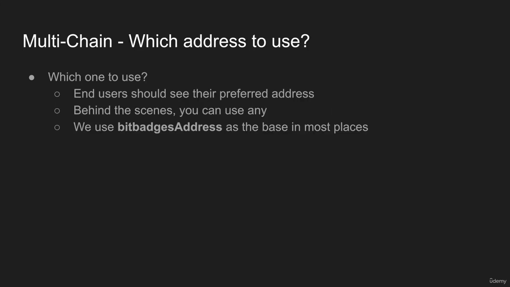So next you might think: what address should I use when building my application? The rule of thumb is that end users want to see their preferred addresses and whatever they're most familiar with. And behind the scenes, you can use any. If you are an Ethereum-native or Ethereum-mostly application, you can just use Ethereum addresses as the base. We use the BitBadges address or Cosmos addresses behind the scenes as the base because that's what's actually used on chain in the Cosmos ecosystem, because our chain is built with Cosmos SDK. But again, you can use any, and there's a deterministic way of mapping between them.